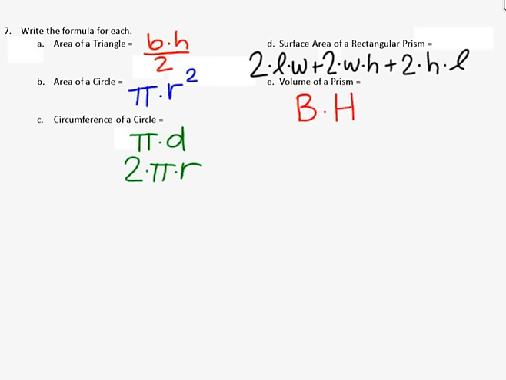Be sure that you understand what capital B is. This is not just base times height. It is area of the base multiplied by height of the prism.